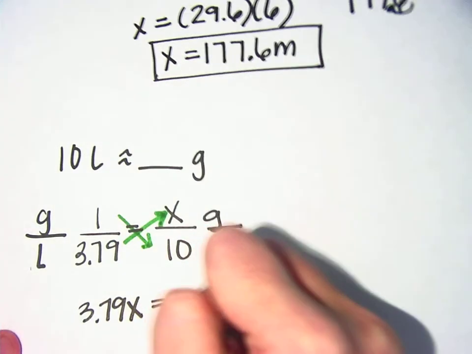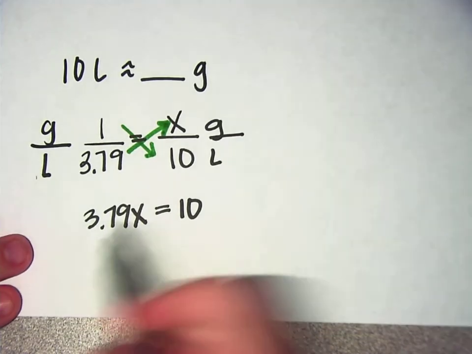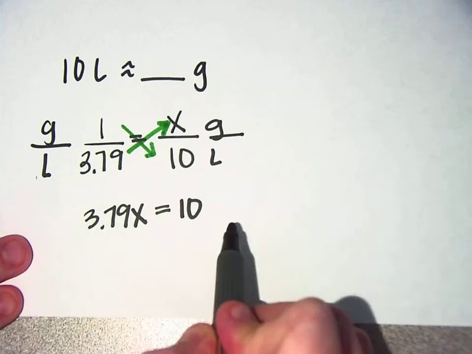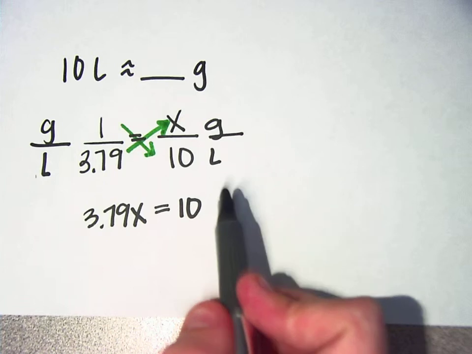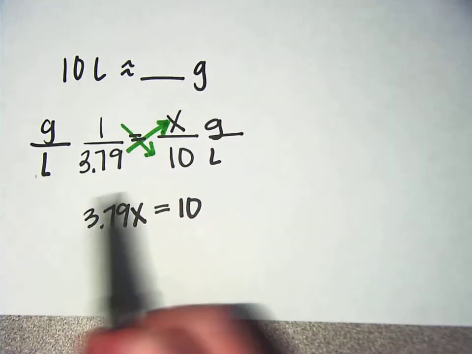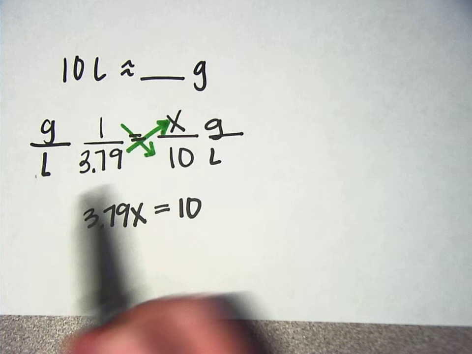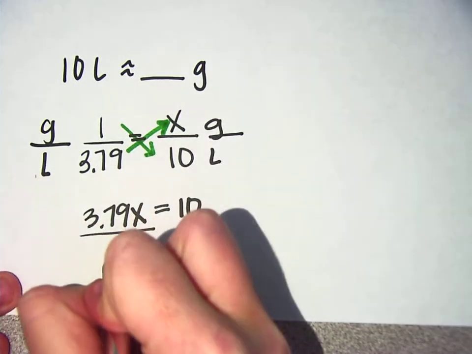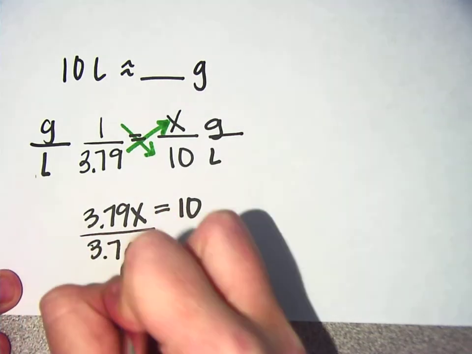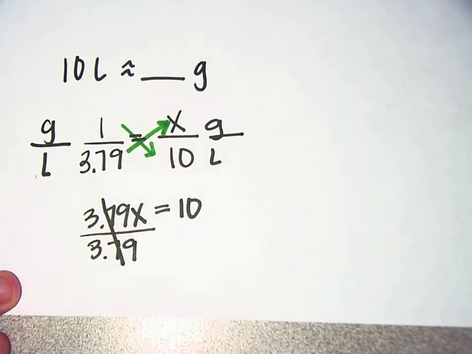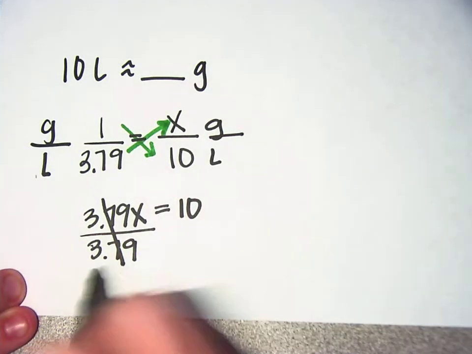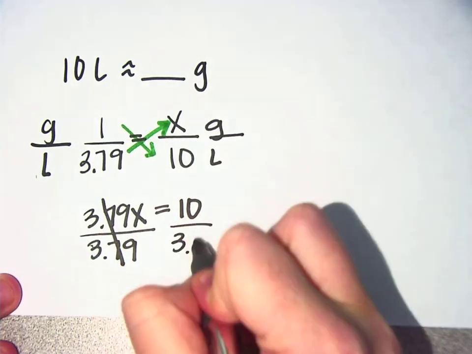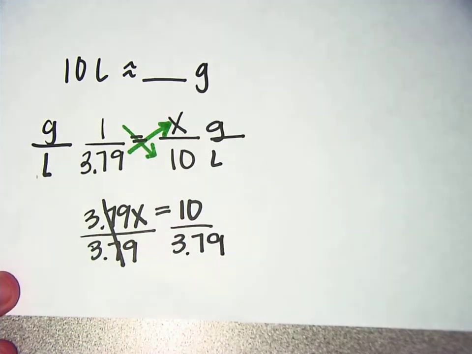1 times 10 is 10. So now I've got a coefficient that does not equal 1. I've got 3.79x equals 10. So what you've got to do is you've got to isolate this variable. So we've got to get this x by itself. That way we can solve for it. So what you're going to do is you're going to divide this side by the same number because they cancel each other out, leaving x by itself. And whatever you do to this side, you've got to do to this side. So I'm going to divide this side by 3.79.